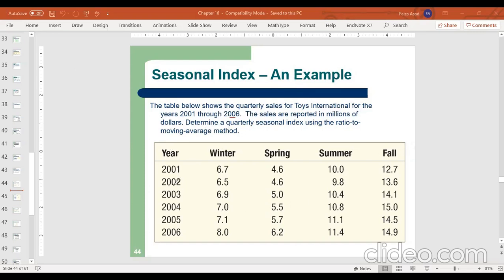So we will rearrange the data into column form. So there will be 2001 data for winter, spring, summer, and fall. Then 2002, winter, spring, summer, and fall. So this procedure will move on till 2006. It will be easy to calculate the index when the data is given in this form. So let's move on to the next slide.